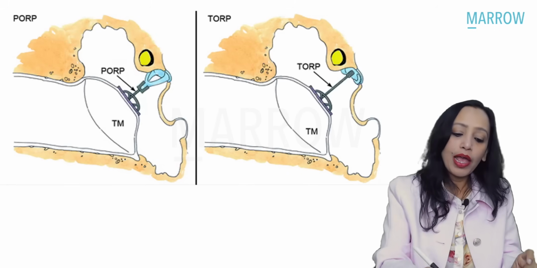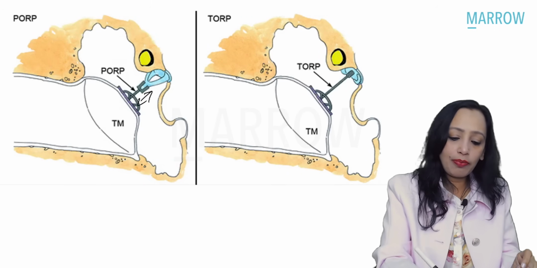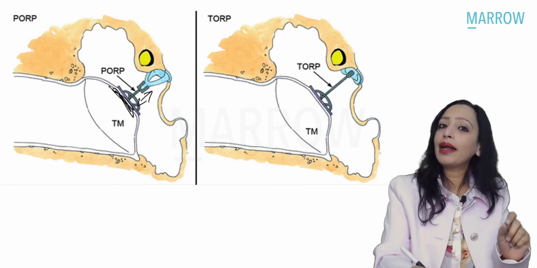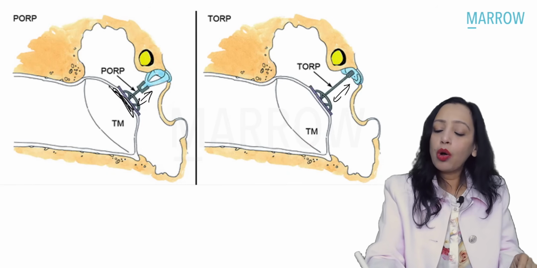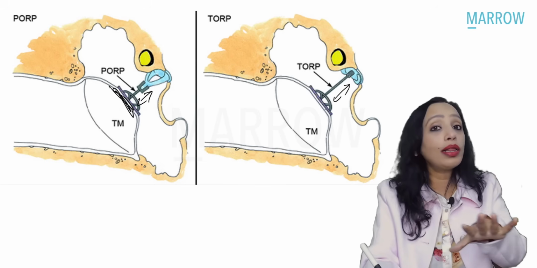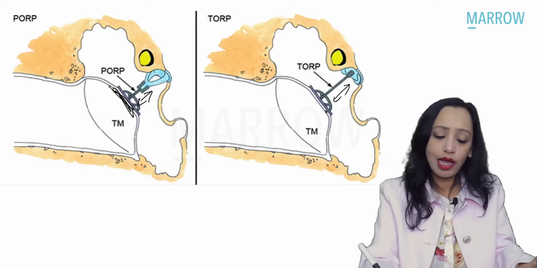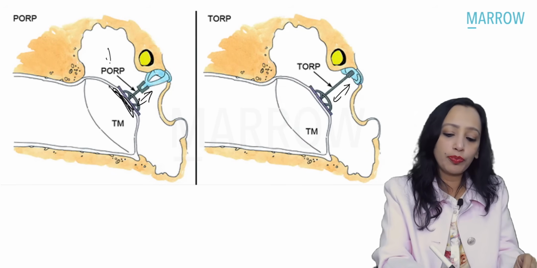or columella. When we place some prosthesis over the head of the stapes and over that we put the graft, that is also type 3. If we put a big prosthesis over the footplate of stapes and then we put the graft, that is also type 3. So all these are type 3, all these are columella. And this one, when we put prosthesis over the head of the stapes, this is what is known as PORP.